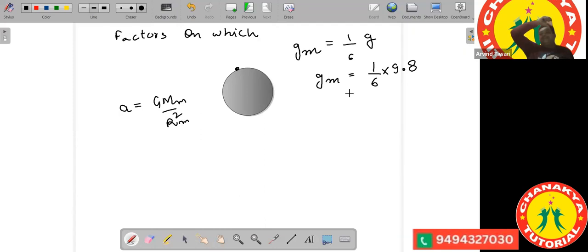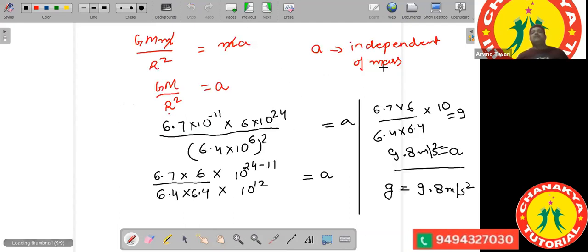So acceleration due to gravity is not a universal constant. It varies from planet to planet. Even on the surface of the earth it is different, but roughly for the surface of earth, we take it to be 9.8. So the first point is that acceleration due to gravity is independent of mass, and the second point is that it is different on different planets.